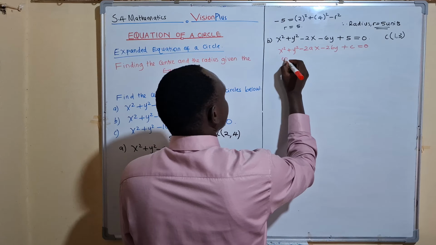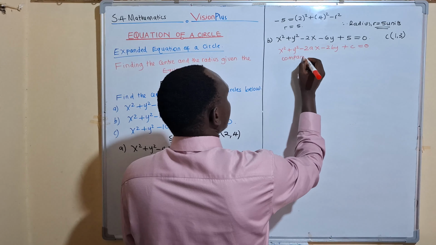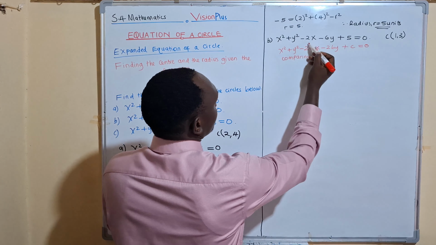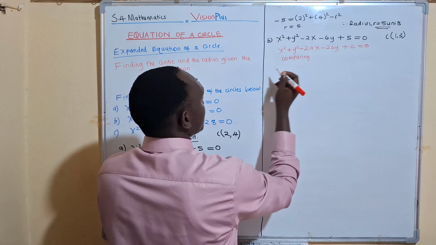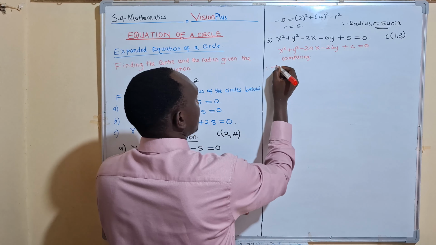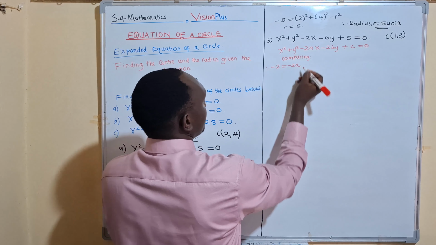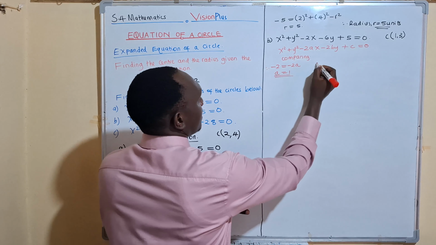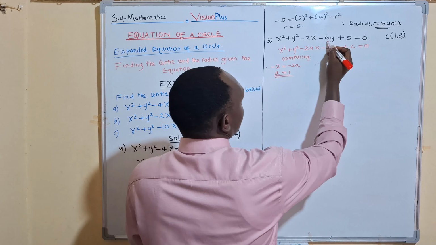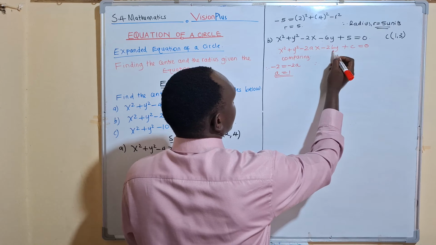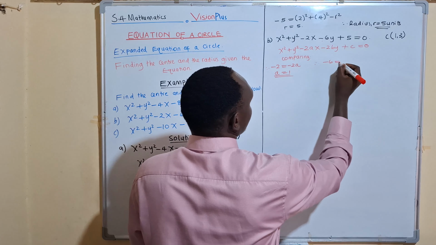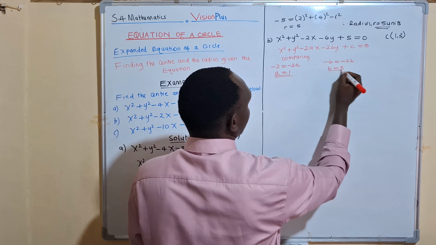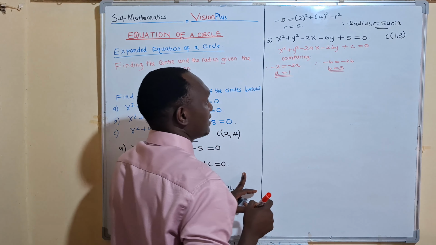So on comparing here, we shall see that negative 2 corresponds to negative 2a. Those are coefficients of x. Divide both sides by negative 2. Therefore, a here becomes 1. And in the same manner, negative 6 corresponds to negative 2b, the coefficients of y. Divide both sides by negative 2. b here becomes 3, which we had obtained there.